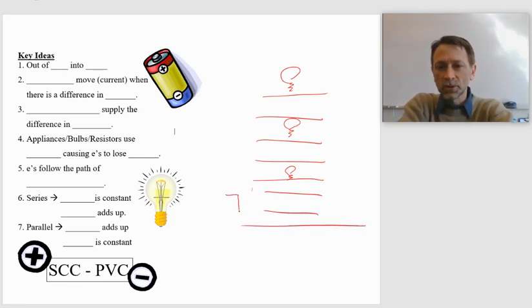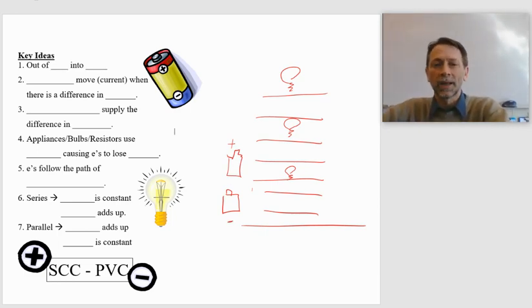Then we have two students that stand on this side with batteries. The positive side of the battery is the side with the dimple, and the negative side of the battery is the other side. Now, remember, the key ideas for this are the ideas that we think you should know, and the whole idea is to give you a better idea of what's really going on in the circuits.